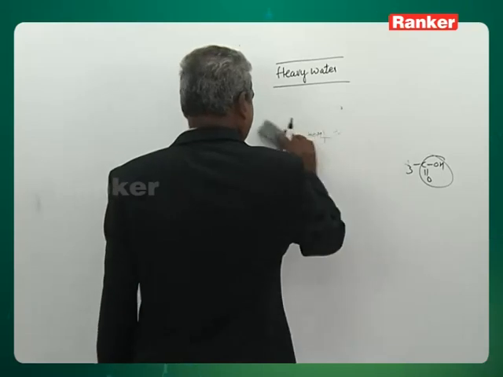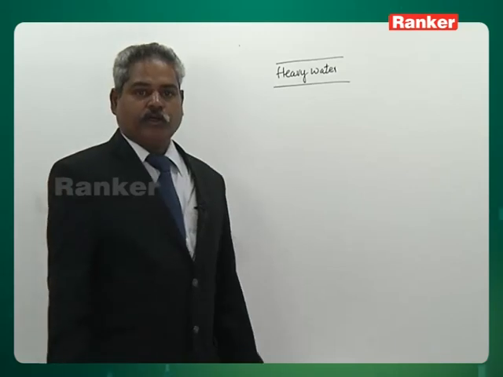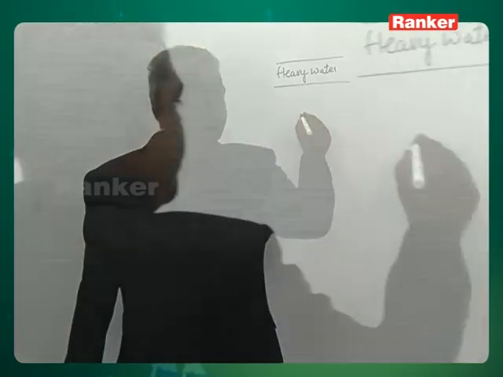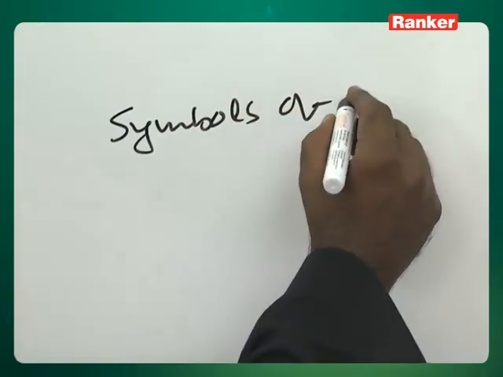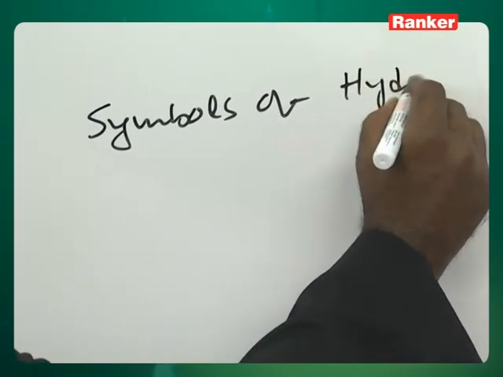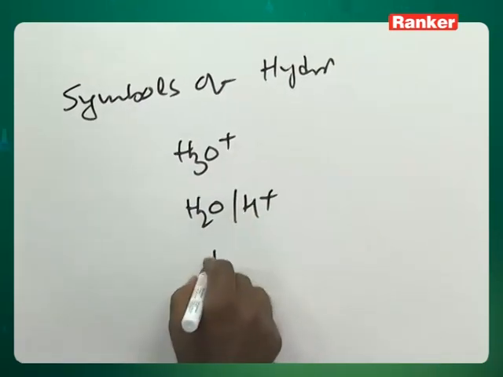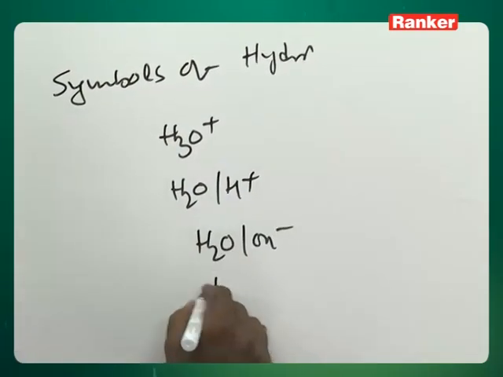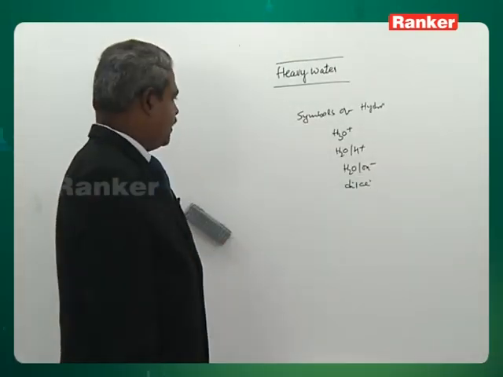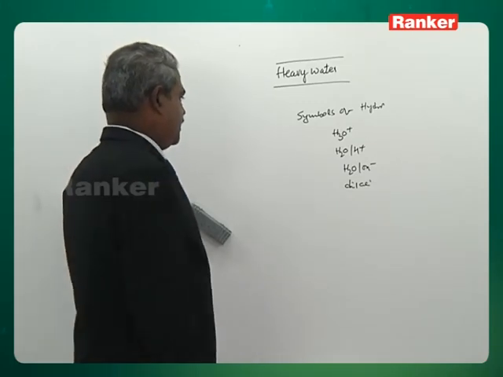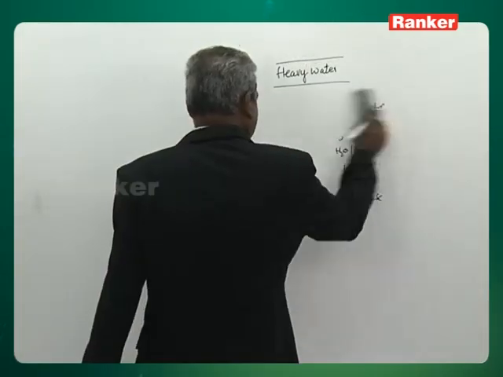So across chemistry, all chapters, be it organic, inorganic, you need to learn reaction with water. And warning, the symbols for hydrolysis. No one will tell you that this is a hydrolysis reaction. Symbols of hydrolysis, you find H3O plus, H2O H plus, H2O OH minus, dilute acid sometimes. All these symbolize hydrolysis. H3O plus means hydrolysis. H2O H plus, dilute acid, aqueous base, all these are symbols for hydrolysis.